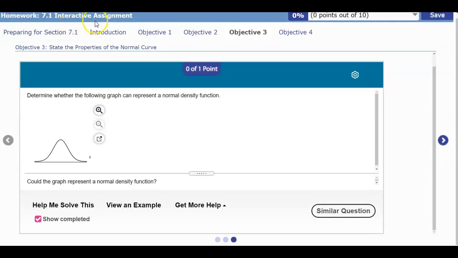Section 7.1 Interactive Assignment Objective 3. We want to determine whether the following graph can represent a normal density function. So here's our graph. Before we look at this graph, let's look at some other graphs.